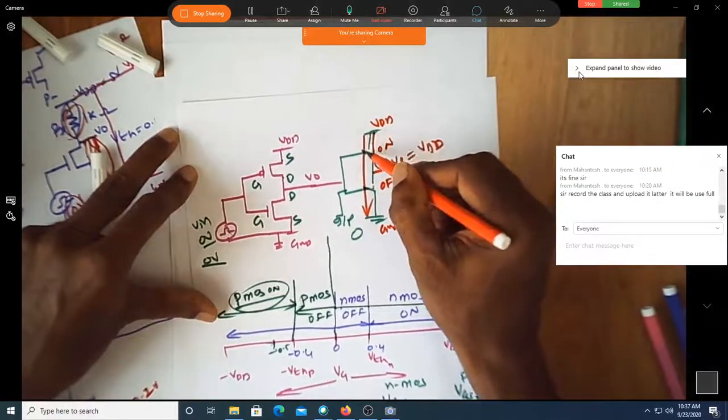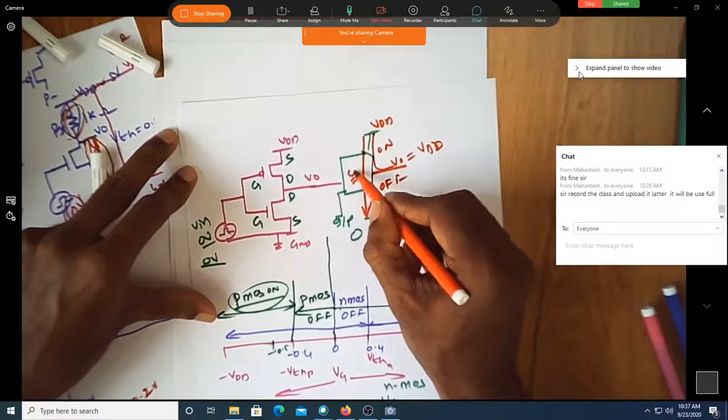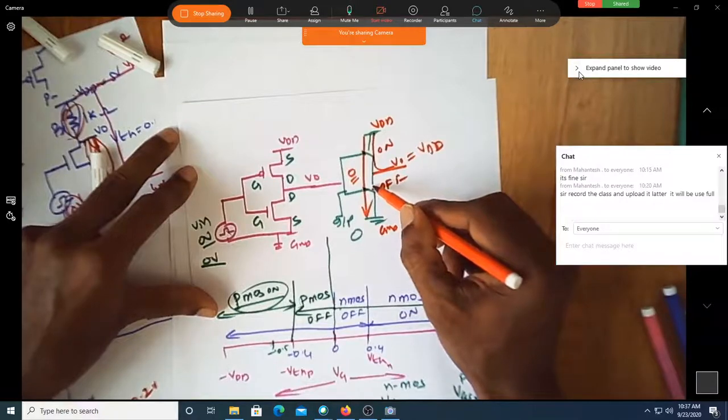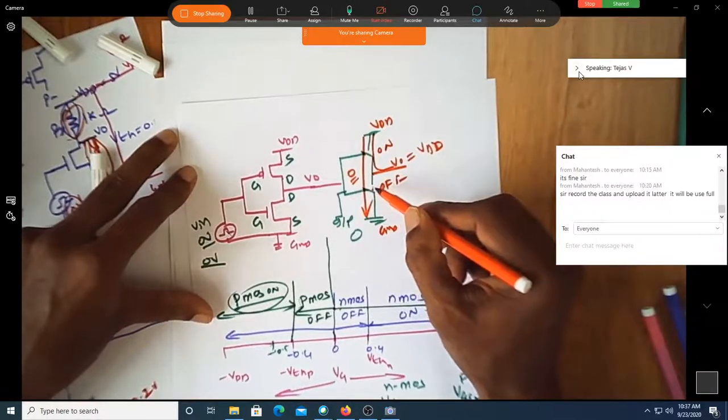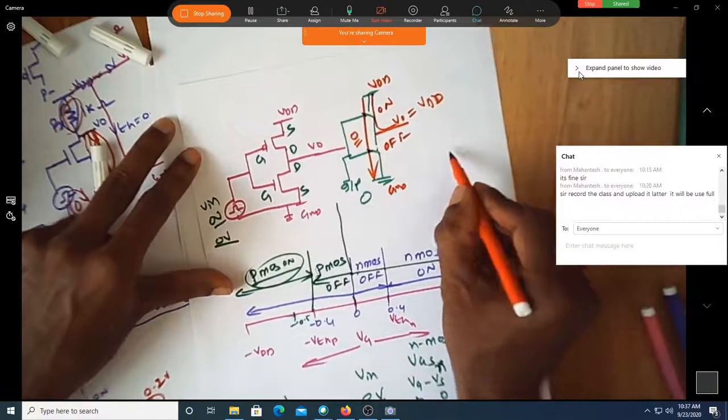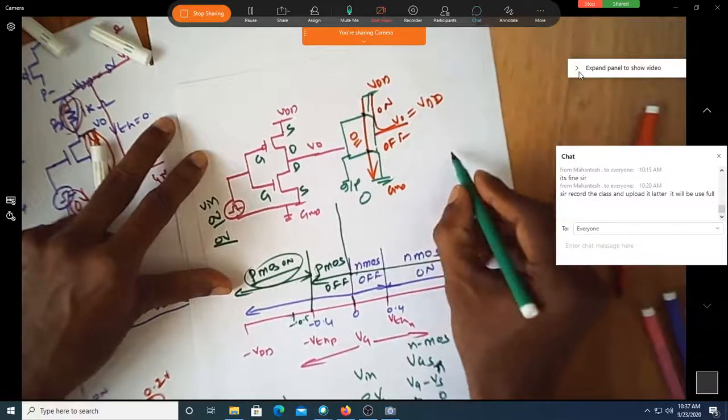What is the current flowing from this VDD to ground? I am asking you, what is the current flowing from this to this? It is 0. Why is it 0? Open circuit, because one of the switches is open. Correct? Now consider the other case where the logic was 1.